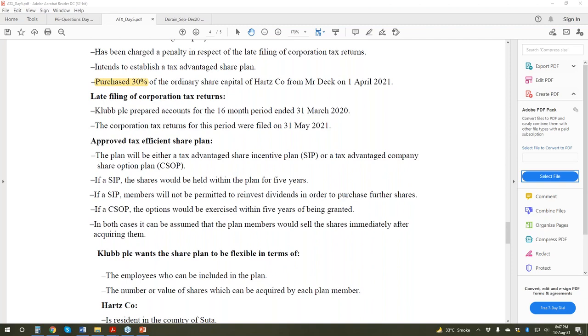Now, what is the flexibility that Club PLC wants? The flexibility is the employees who can be included in the plan, and the number and value of shares which can be acquired by each plan member. So I will make these two as headings and tell them first what a SIP is, what a CSOP is, and then my focus will be to tell them about these two things. After telling them this, I will be focusing on the income tax and CGT implications of both. Firstly, the SIP and then the CSOP.